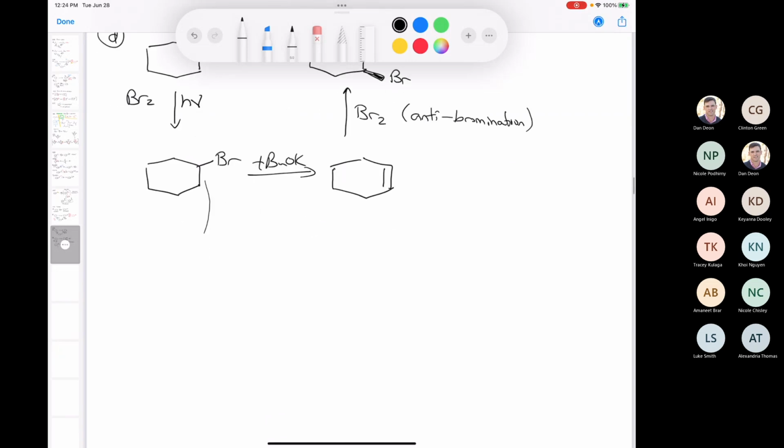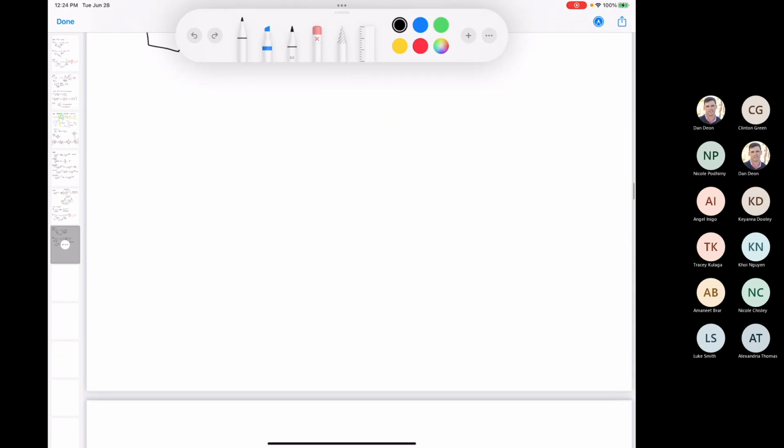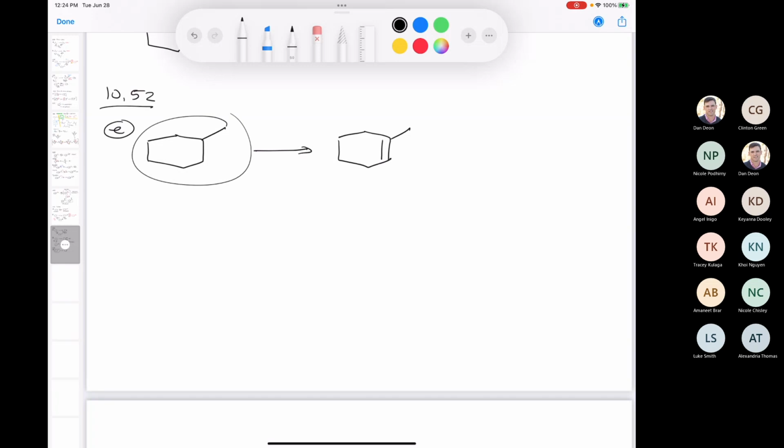The next one is 10.52E. We want to start with methylcyclohexane, and then convert that to 1-methylcyclohexene. Again, we're starting with an alkane. It's unsymmetrical. The only possibility we have is to treat it with bromine and light. That's going to give us 1-bromo-1-methylcyclohexane.